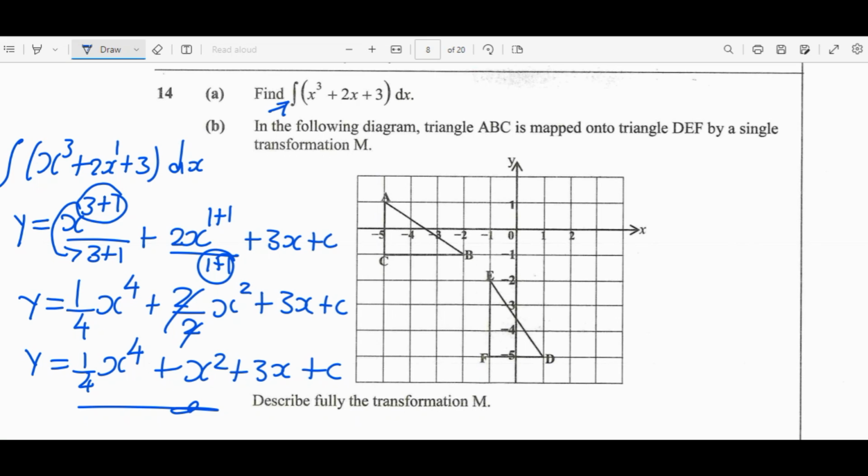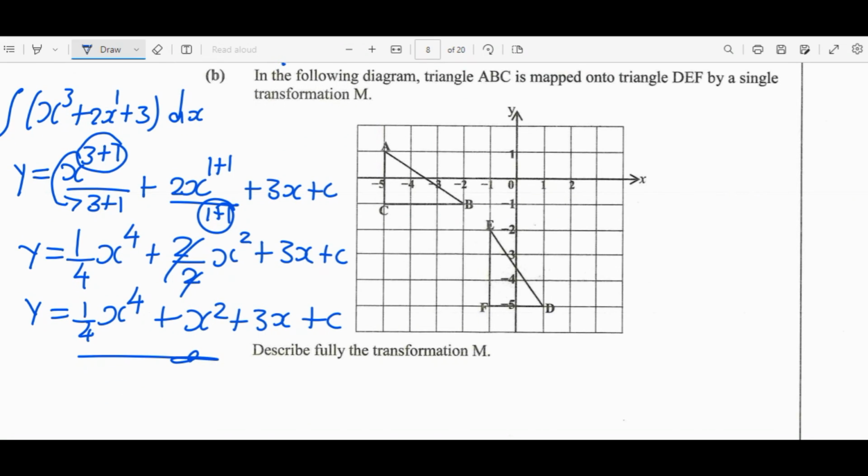Now for question B, it's under transformation. In the following diagram, triangle ABC is mapped onto triangle DEF by a single transformation M. Describe fully the transformation M. So if you look at this, this is our object, then we have this image. Now if you look at this image, this is a copy of this one exactly. So they are like a flip opposite to each other. So this is the case.